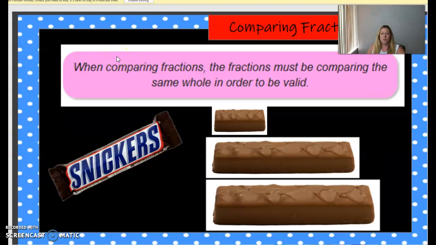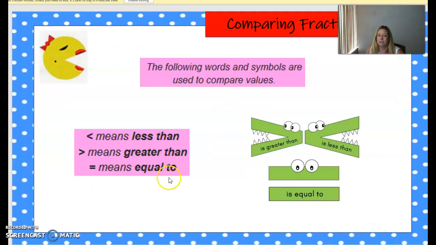When we are comparing fractions, we have to make sure that it is the same whole being compared. If we look at these 3 Snicker bars, we have a small, we have a regular, and we have a king size right here. If I cut them in half, this half is not the same as this half, and this half is not the same as this half. So it's very important that the wholes are the same, otherwise it's not going to make sense.